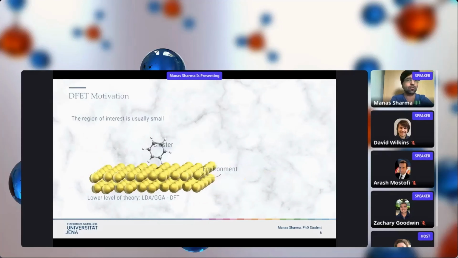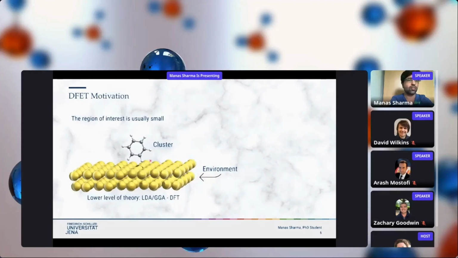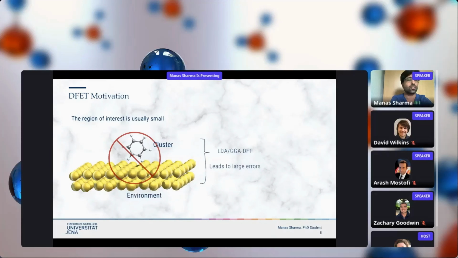In such systems, the focus of study or the region of interest is only maybe the molecule or maybe a few atoms around it. And most of the time, the periodic surface, that is the environment, can be described well using a lower level of theory like LDA or GGA DFT. The cluster or the molecule, however, requires a high-level treatment via wave function theory methods or a hybrid density functional theory. If you decide, however, to treat the entire system using LDA or GGA DFT, then you will get large errors in local properties like adsorption energy of the cluster onto the surface, or maybe the excitation energy of the clusters.